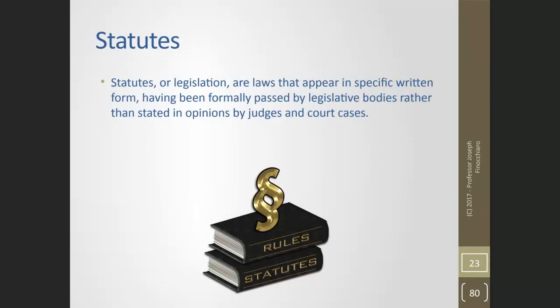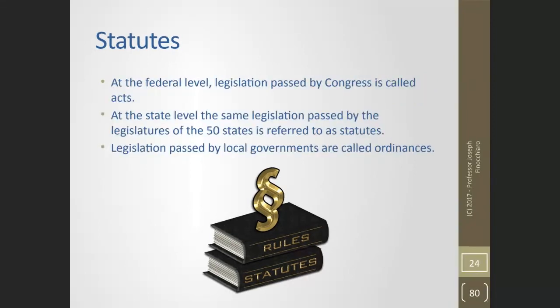Statutes, or legislation, are laws that appear in specific written form, having been formally passed by legislative bodies rather than stated in opinions by judges in court cases. At the federal level, legislation passed by Congress is called acts. At the state level, legislation passed by the legislatures of the 50 states is referred to as statutes. Legislation passed by local governments is called ordinances.